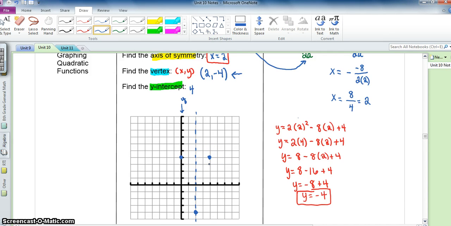Now I've got 3 points that I need to graph my parabola. I'm going to go ahead and connect them. It makes a U shape. It's obviously not perfect, but there you have it.